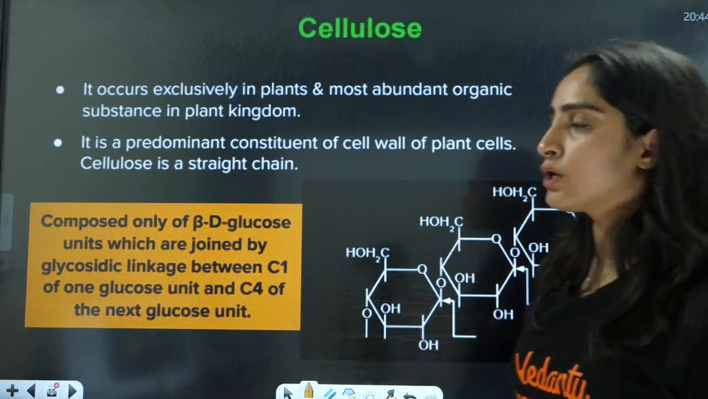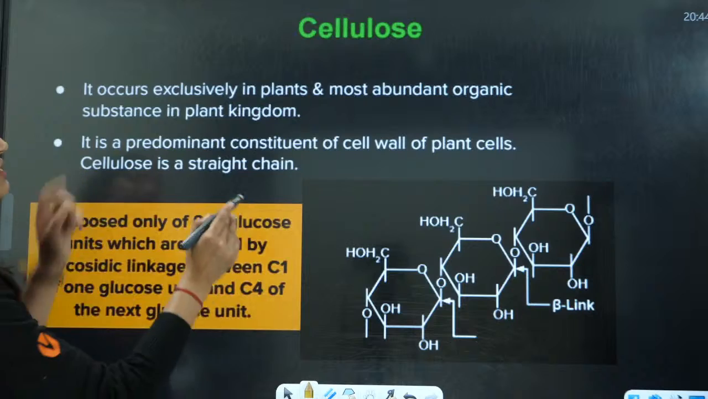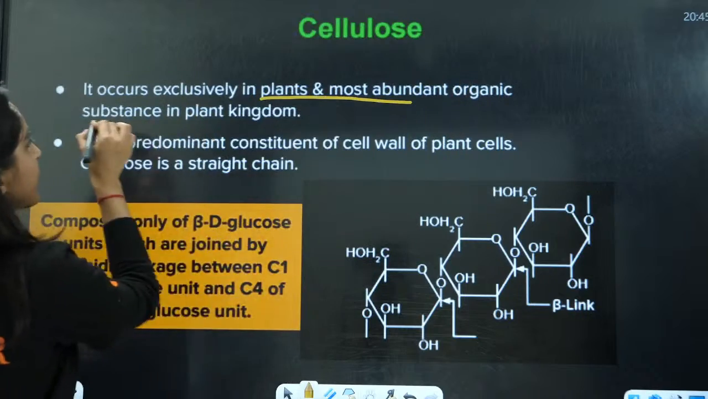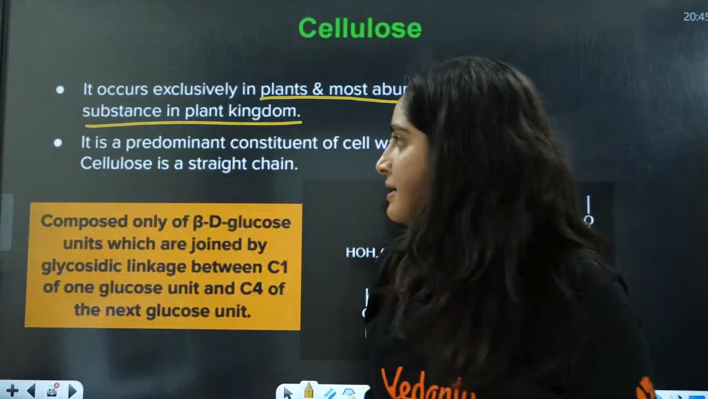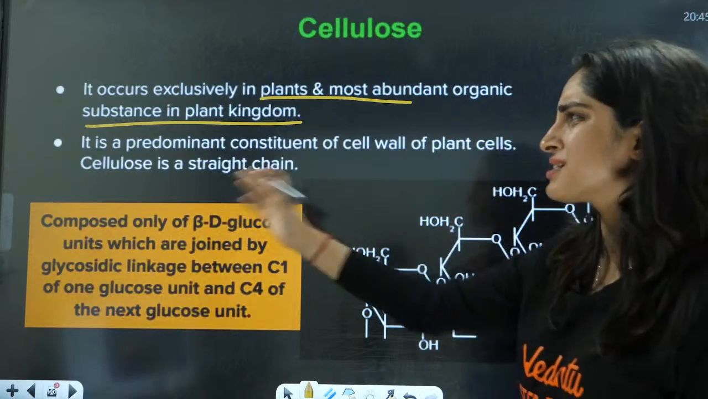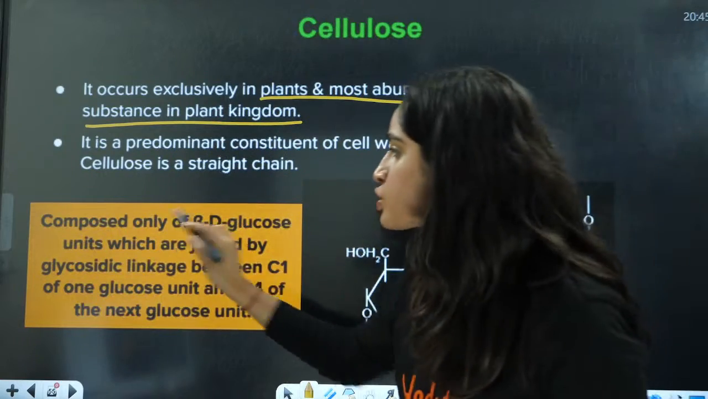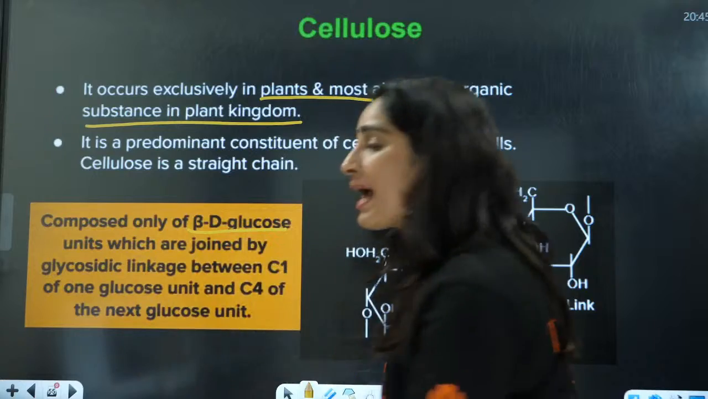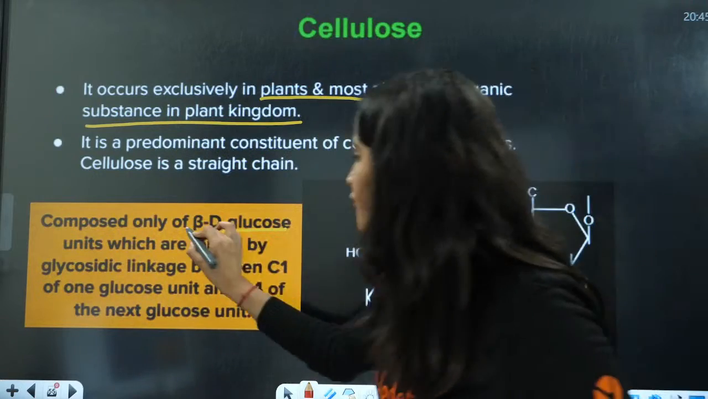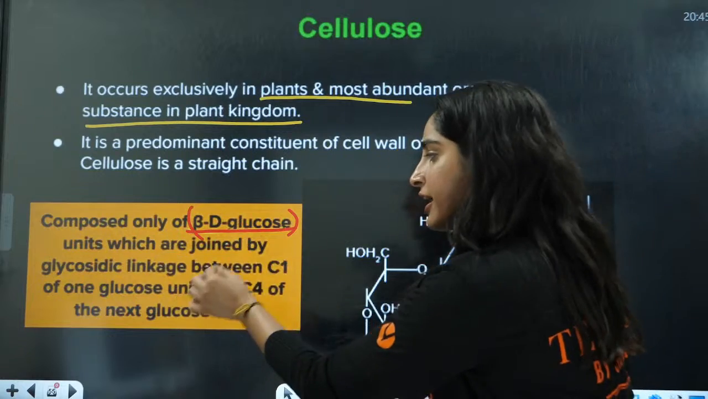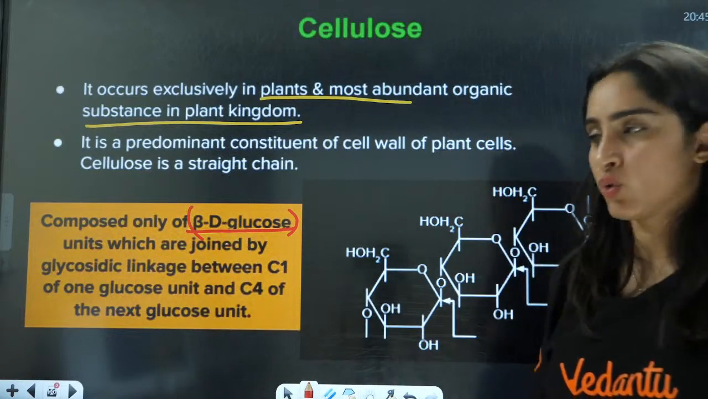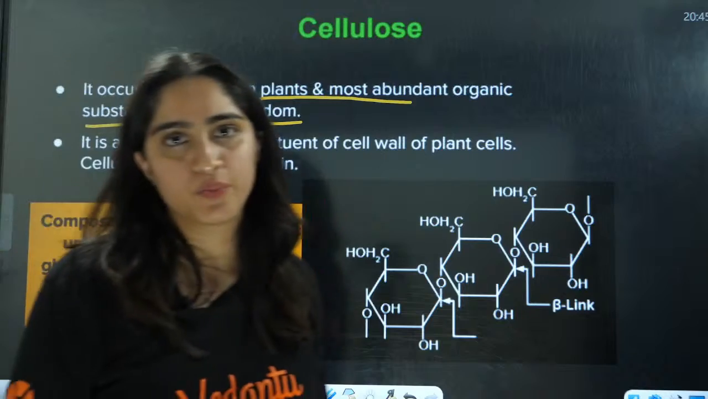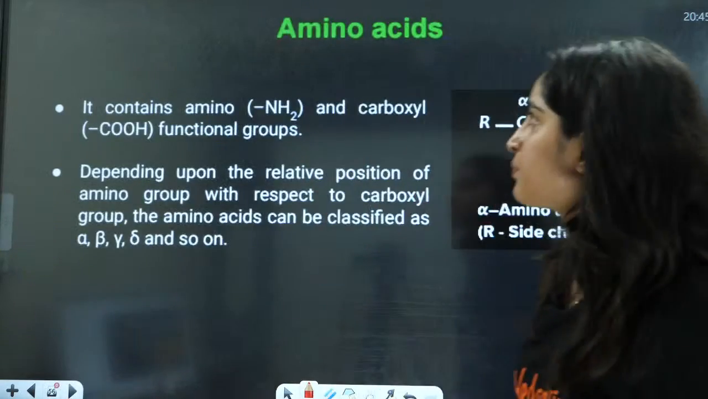Next we have cellulose. This is also asked. It occurs exclusively in plants and is the most abundant organic substance in the plant kingdom. It is the predominant constituent of the plant cell wall, as you have studied in biology. What linkages does it have? It has only beta D glucose units joined by glycosidic linkages between C1 and C4 of the next glucose. This is plant tissue, not animal.